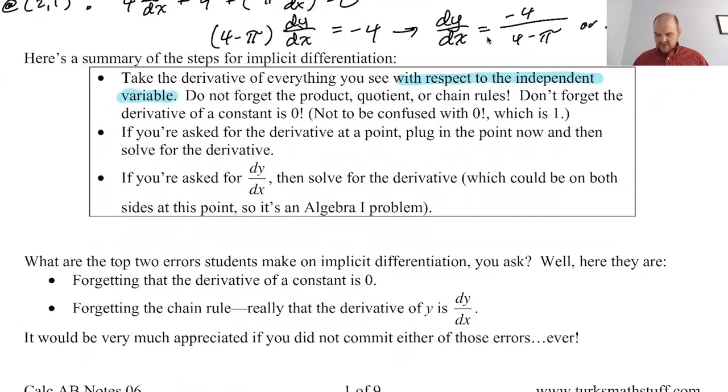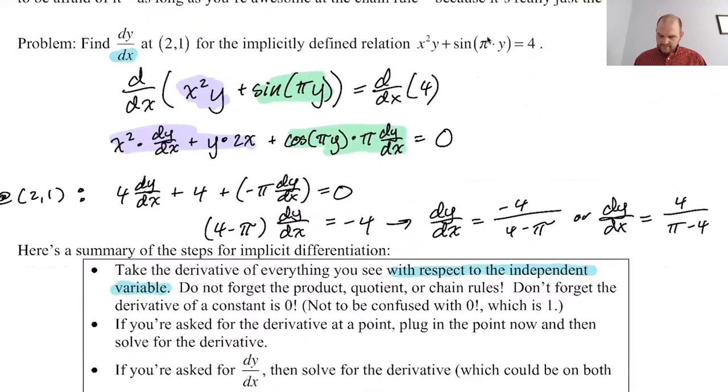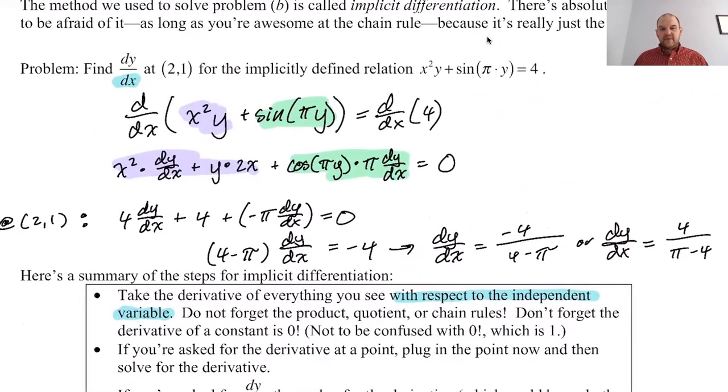So these are the two most common mistakes that I see. Derivative of a constant is 0. I see people forget that. And then also forgetting the chain rule. We haven't actually seen one yet where you could have forgotten the chain rule. Well, no, we did. Right here, the derivative of sine of pi y. You have to use the chain rule on that. Don't forget the chain rule.